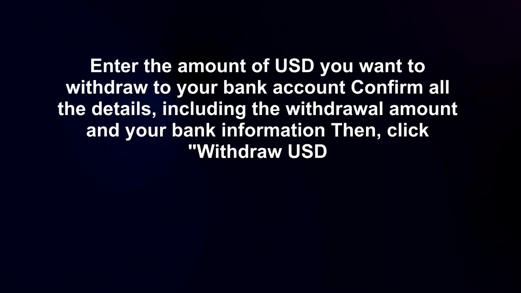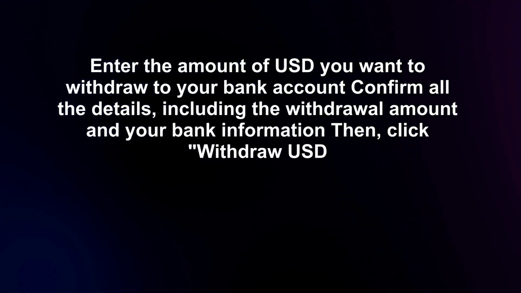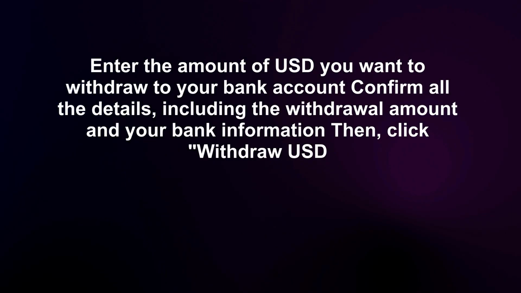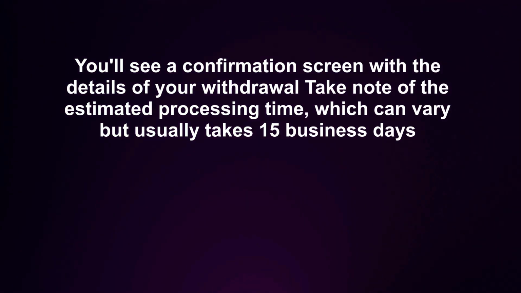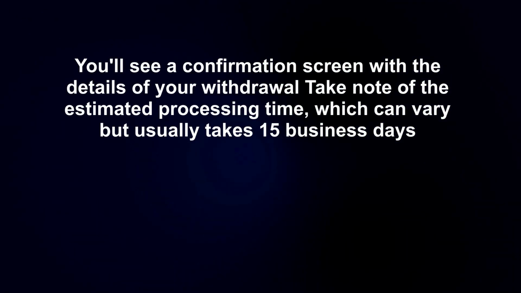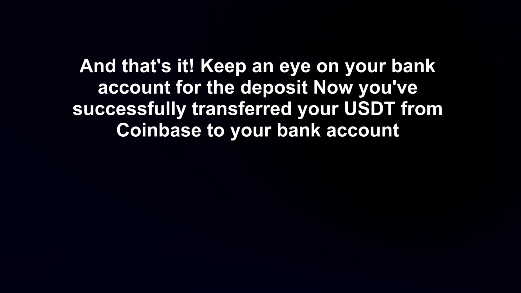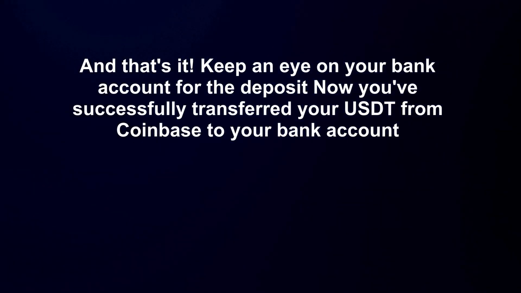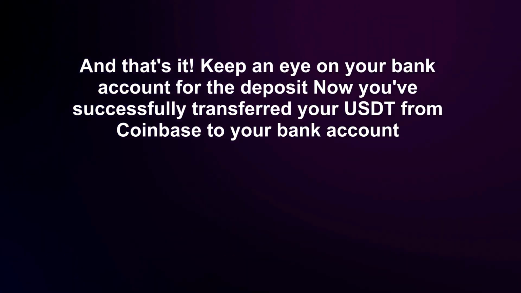Enter the amount of USD you want to withdraw to your bank account. Confirm all the details, including the withdrawal amount and your bank information. Then, click Withdraw USD. You'll see a confirmation screen with the details of your withdrawal. Take note of the estimated processing time, which can vary but usually takes 1-5 business days. And that's it. Keep an eye on your bank account for the deposit. Now you've successfully transferred your USDT from Coinbase to your bank account.